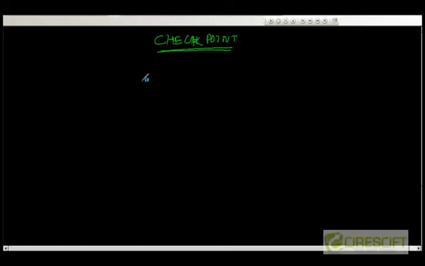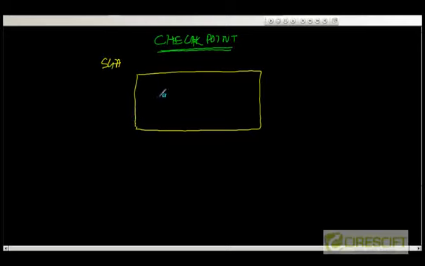Let's consider our database, a simplified diagram of whatever we drew before. This is our SGA, and SGA consists of different types of pools, but for simplicity, I'm going to consider only two things. One is my database buffer cache, and the second one is redo buffer.